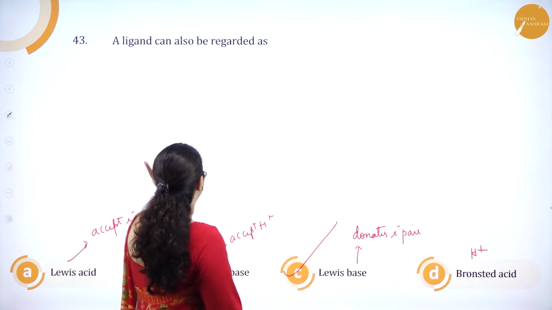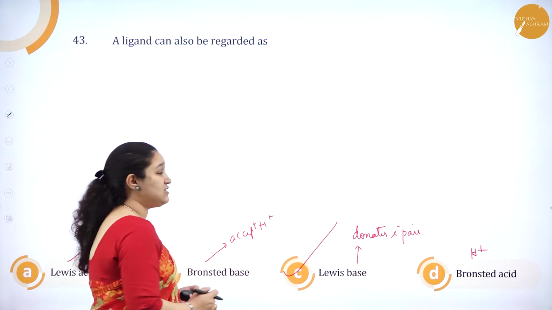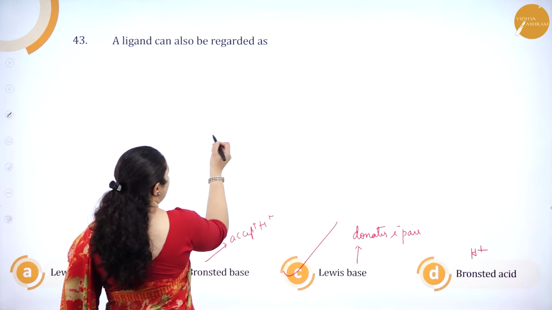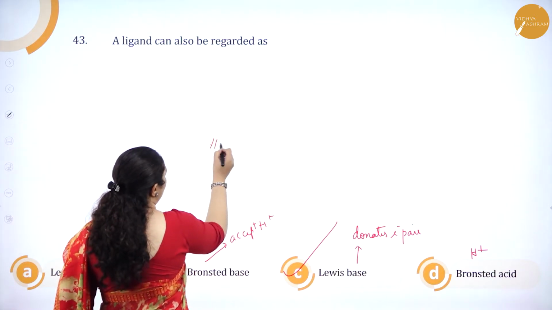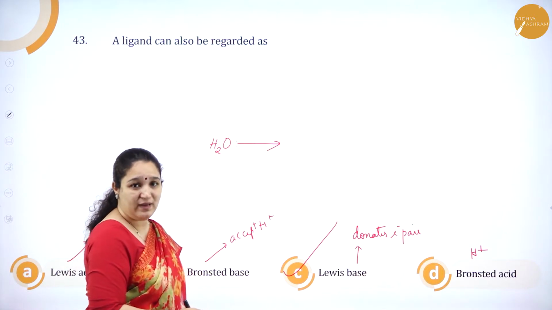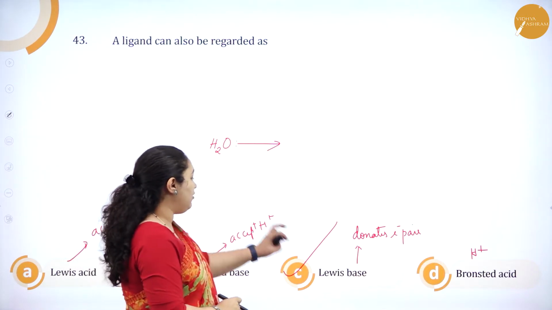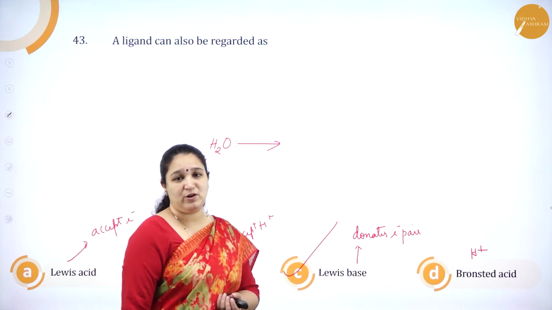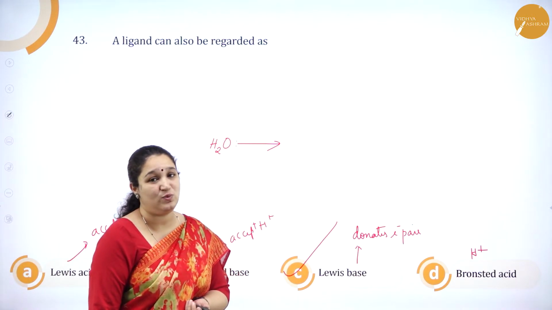Correct, no? So what is a ligand? For example, I can take H2O as the ligand, and oxygen is the one which is donating a pair of electrons. Lewis base also donates a pair of electrons, so the ligand can be regarded as the Lewis base.